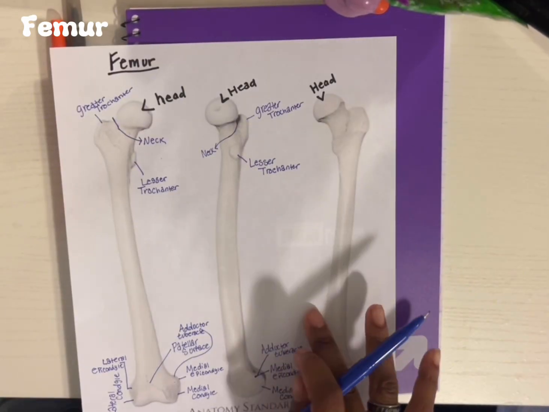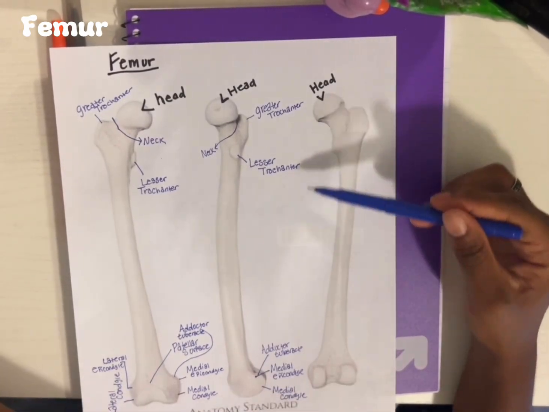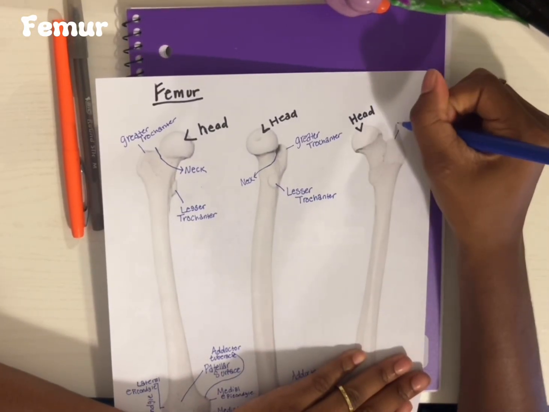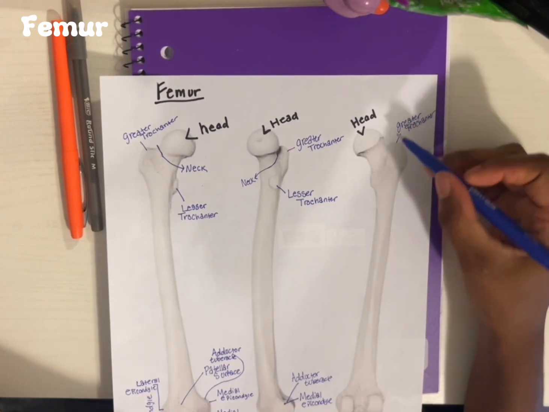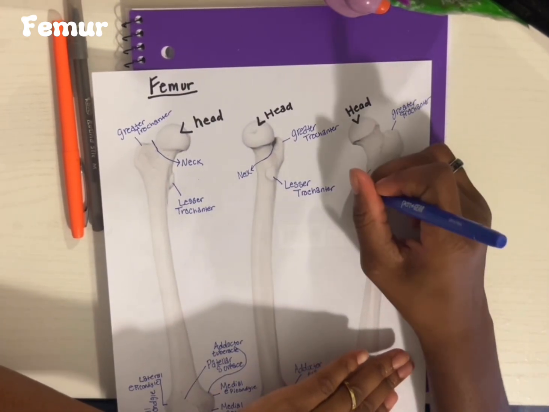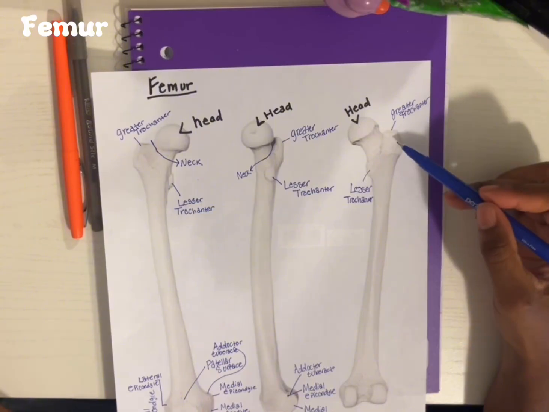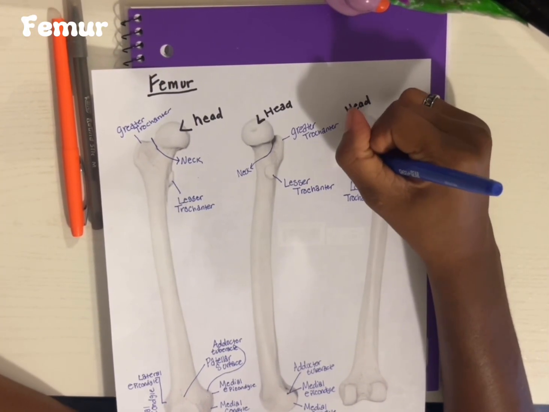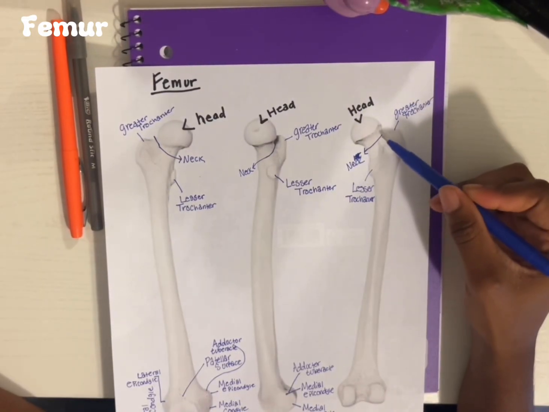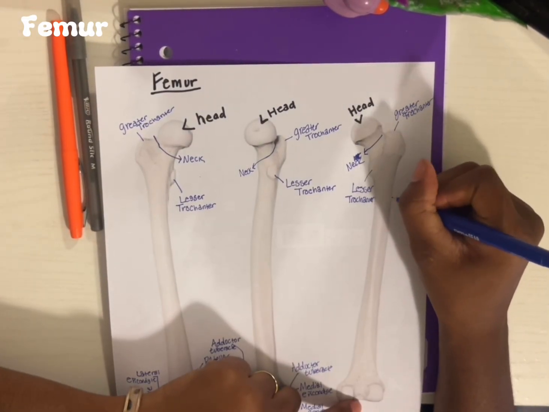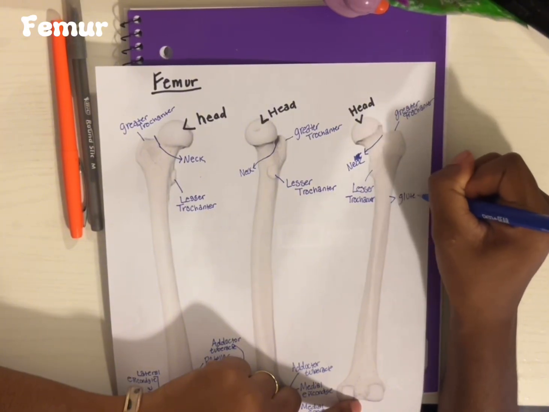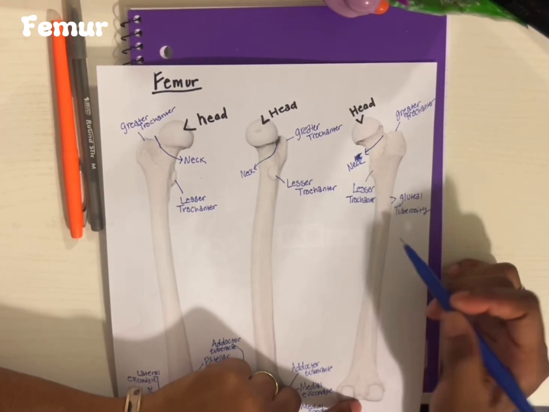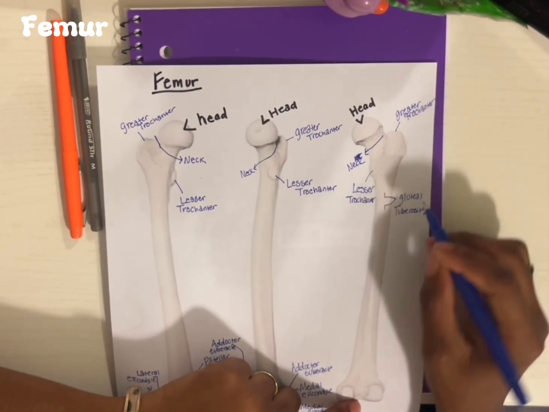For this posterior view of it, this is the medial side, this is the lateral side. This is your head. This is your greater trochanter. On the other side, your lesser trochanter. Your head and your neck would be on these lines right here. Okay, so this right here is going to be your gluteal tuberosity, just kind of along these lines right here.